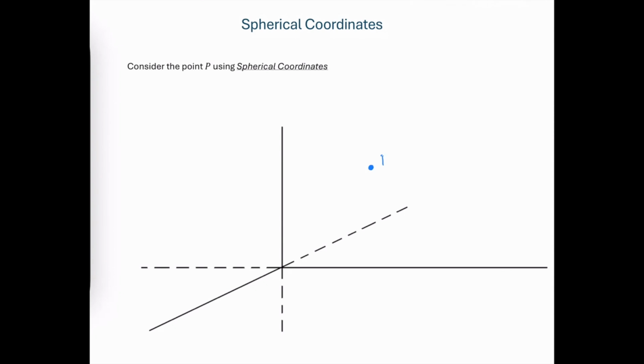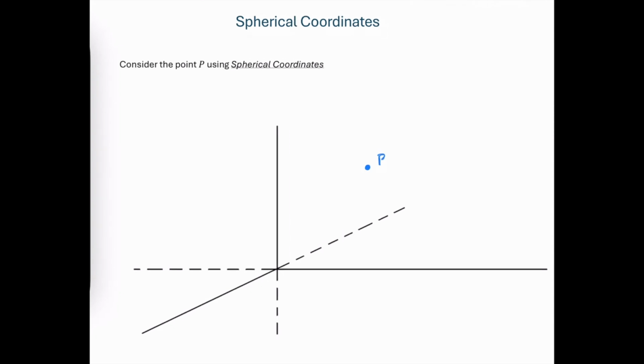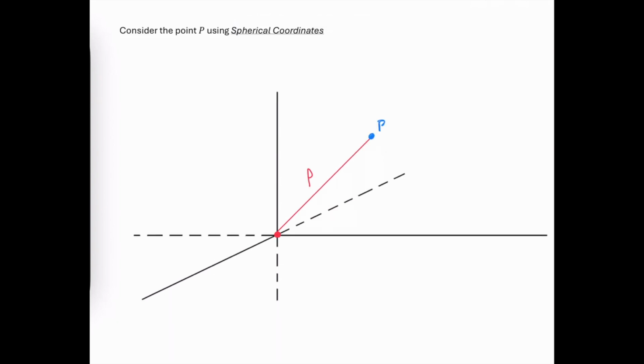Let's consider an ordered triple in three-dimensional space, and we'll introduce the idea of spherical coordinates to represent this point. In spherical coordinates, we'll start at the origin and consider the line segment that goes from the origin straight out to the point. The length of this line segment is considered to be rho, and the value of rho will always be a positive number.